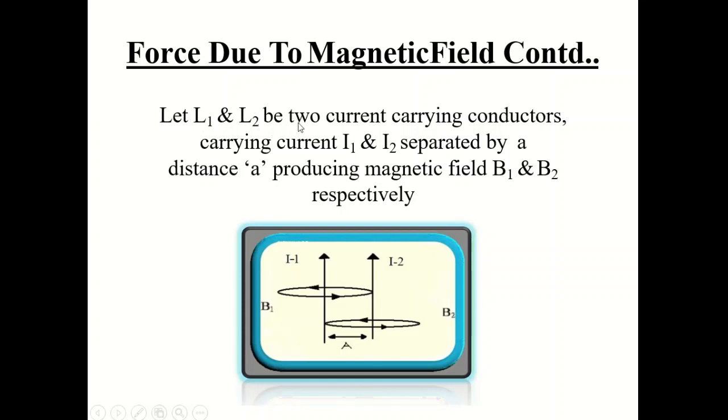Consider two current carrying conductors, L1 and L2. Here I1 and I2 are separated by a distance A, where A is the distance between them, producing magnetic fields B1 and B2 respectively.